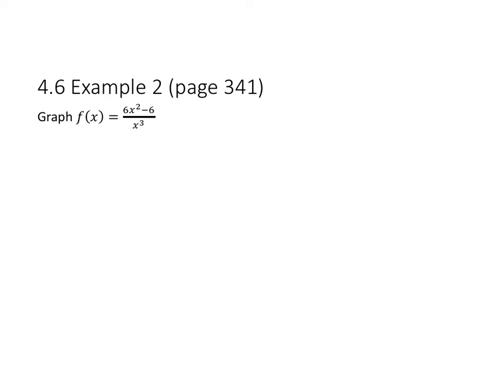So 0 is not part of my domain. My domain is going to be all real numbers except x equals 0. So I'm going to have something going on there at x equals 0. So let's see what's happening. To find my asymptotes, let's take the limit as x goes to infinity of 6x squared minus 6 over x cubed. And that's going to be, because I'm going to infinity, it's going to be 1 over x, which is just going to be 0. So I know that y equals 0 is going to be an asymptote.